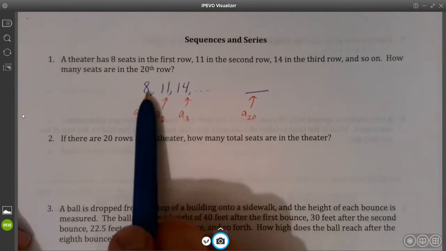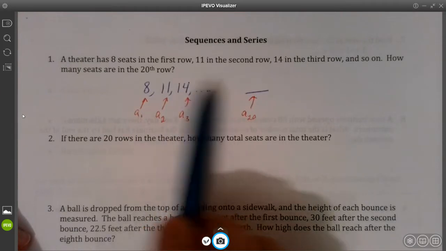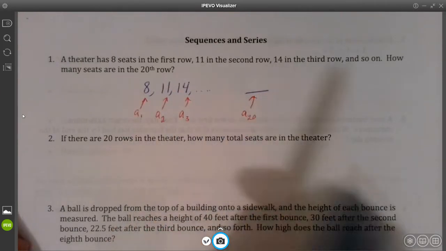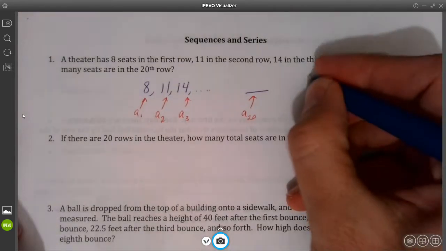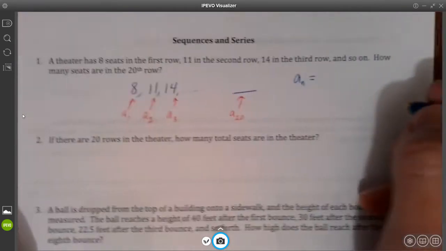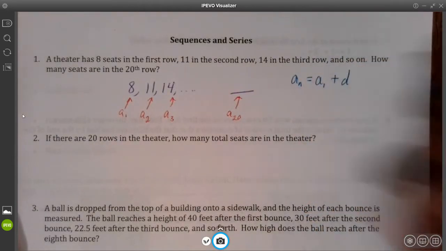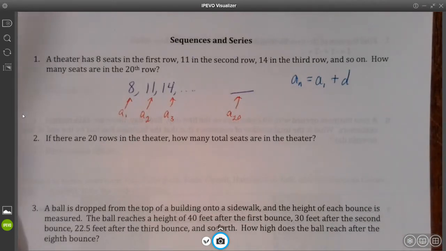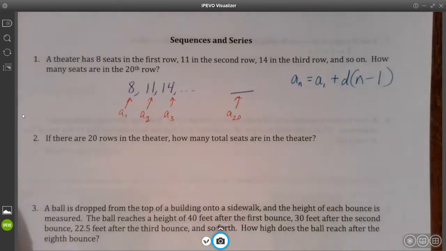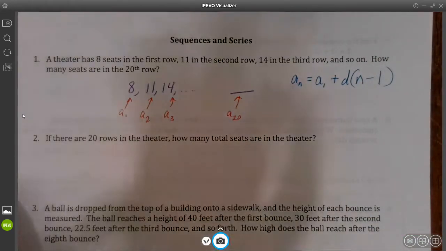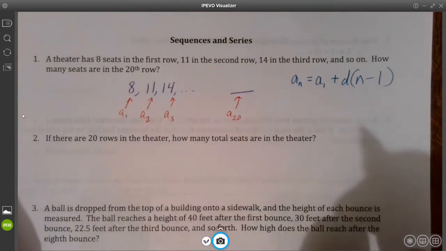So if I go from this term to this term, I added 3 once, then I added 3 again, and again and again. If I did that to get to the 20th term, I would have done that 19 times. So here's my formula. To get to the nth term, I will take the first term and I will add my common difference a certain number of times. And that number of times is always 1 less than the term number that I want. So again, if I wanted the 20th term, then I would have added 3 19 times.